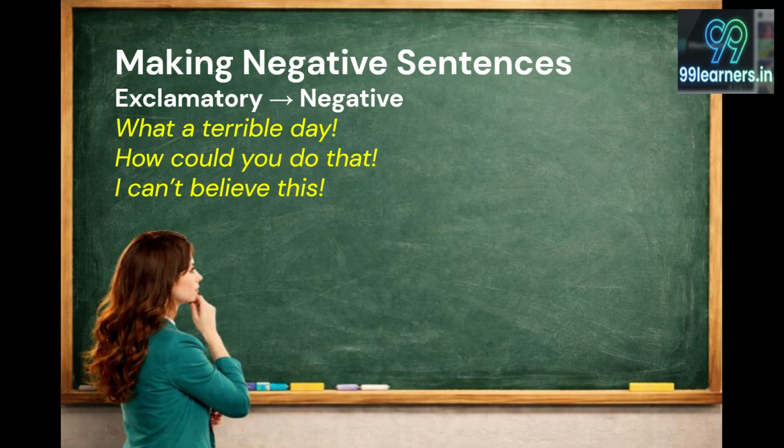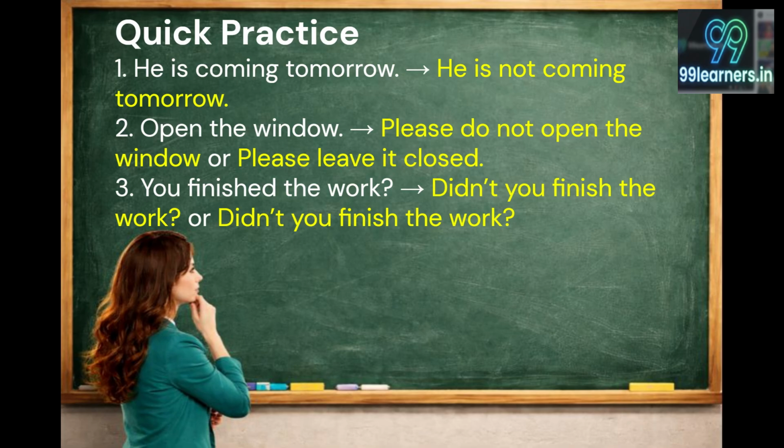Quick practice. 1. Make this negative. He is coming tomorrow. He is not coming tomorrow. 2. Turn into a polite negative command. Open the window. Please do not open the window, or please leave it closed. 3. Make this a negative question. You finished the work? Didn't you finish the work? Pause the video if you want to try more. These quick changes help you practice forming negatives across sentence kinds.